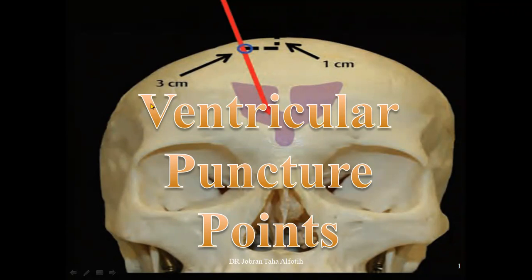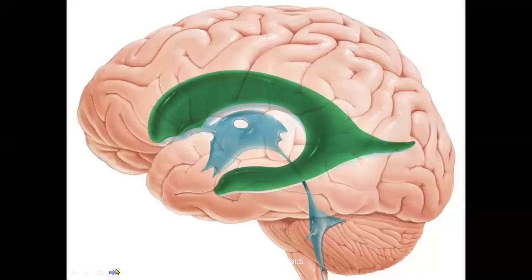And this time we'll talk about the ventricular puncture points. It's my honor to introduce you to this new lecture on ventricle puncture points. As we see here, this is the ventricle system. Here is the frontal horn and the lateral ventricle, and this is the body, and here is the temporal horn and occipital horn also. So we have here actually more access to the lateral ventricle.